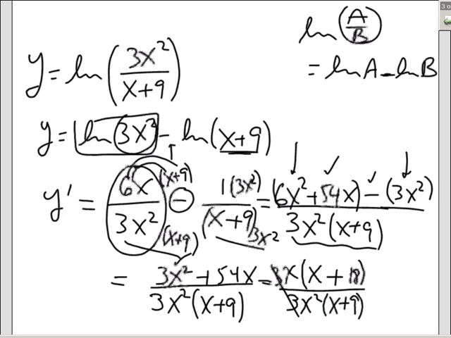3's cancel, 1x on the top and 1x on the bottom. So with 2 x's on the bottom, now there's only 1. The answer is x plus 18 over 3 times x plus 9, with a little typo, because the 3 just cancels. x plus 18 over x times x plus 9. That problem is now done.